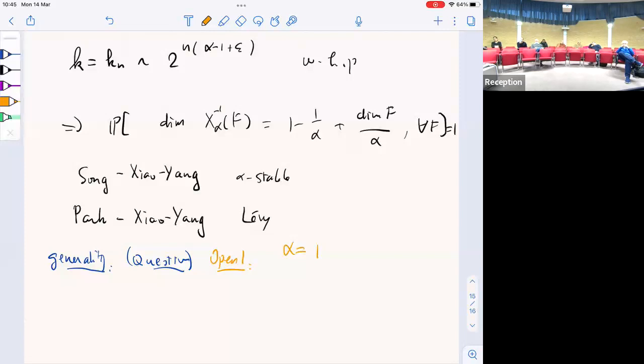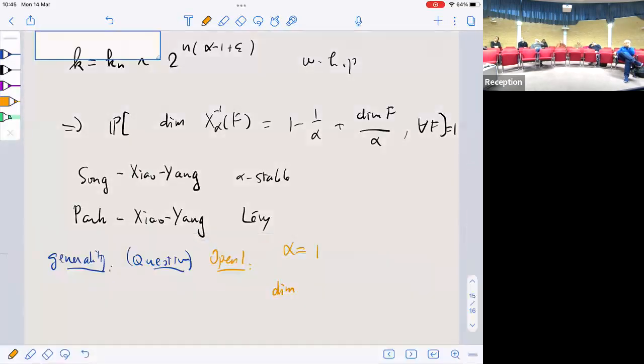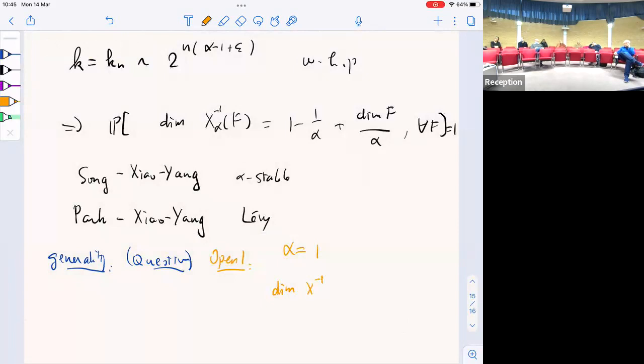That is because we don't have a lower bound. The upper bound works very well, and truly the question is, can we prove that the inverse image of an alpha equals 1 stable process, the inverse image of any set, also has dimension the same as the dimension of F? So this is what tells us if we plug in numbers, alpha equals 1. And we do know the upper bound, but we don't know the lower bound.